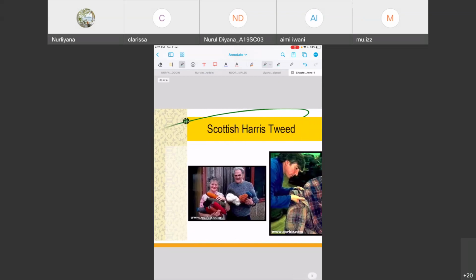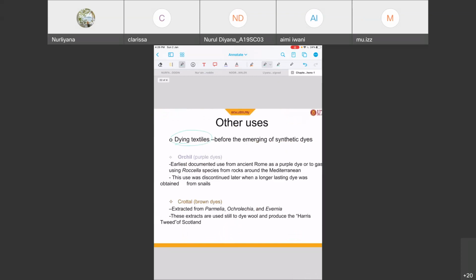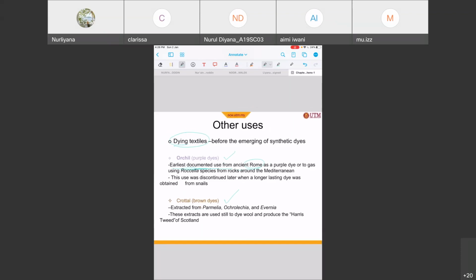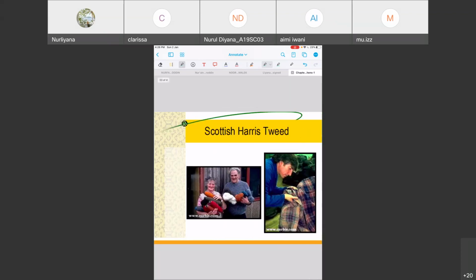To be used as textile dyes. So this lichen, it can be extracted into components that can give colors of purple and also brown. So they are documented to have been used during ancient Rome as a purple dye, or apa ni tu, I'm not sure apa benda ni tak tulis, tapi the thing that we should know is that they can be extracted into dyes. Okay, and one of the most famous is the Scottish Harris tweed.